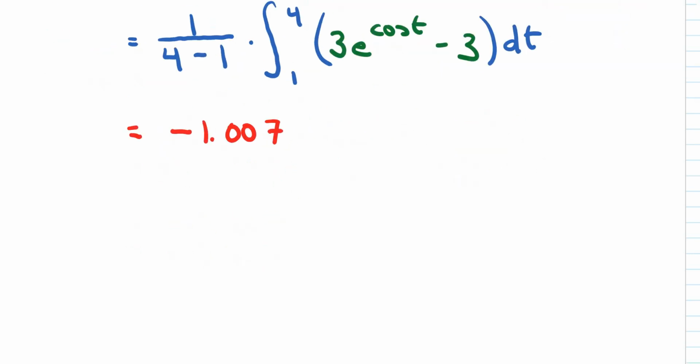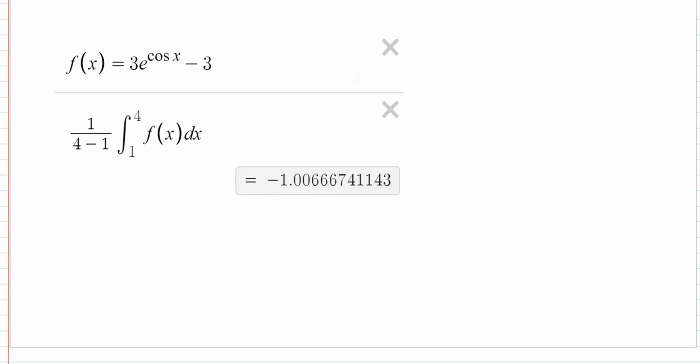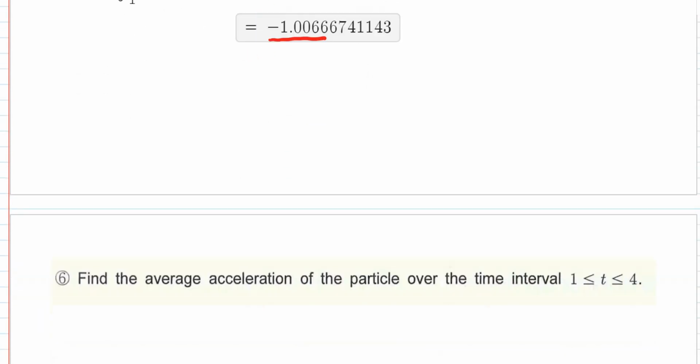Okay, and then if you're a Desmos user here, I would just define your velocity function as f of x again, like all the previous calculations, and you can just put that right into Desmos, and you can round that to 3 decimal places. Okay, let's keep on moving along.